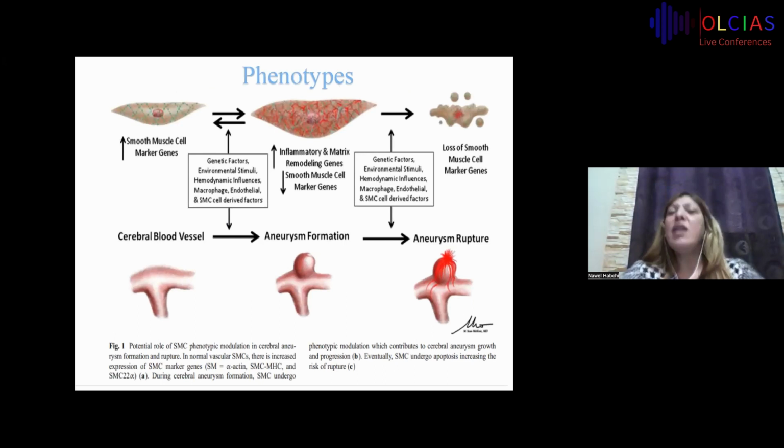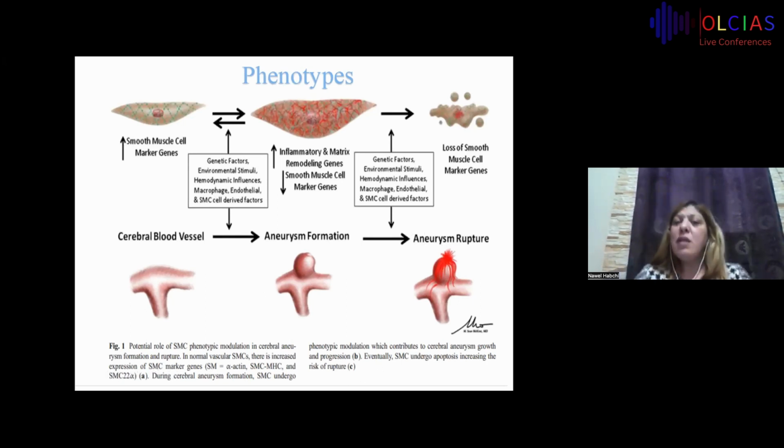Now we pass to the genetic aspect of the aneurysm. Here we have the intervention of a marker gene, a smooth muscle cell marker gene. In the normal condition of the cerebral blood vessel, we have an increased expression of this marker gene. However, in the case of aneurysmal formation, this expression decreases, and it leads to the apoptosis of the smooth muscle cell. So we have the loss of the smooth muscle cell, and as a consequence, we have the rupture of this aneurysm.